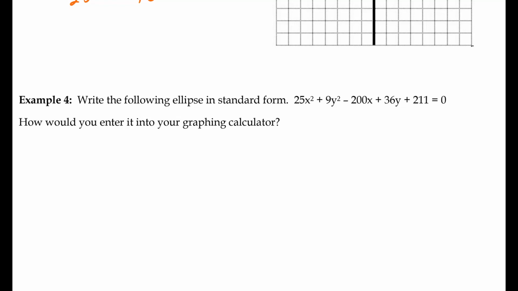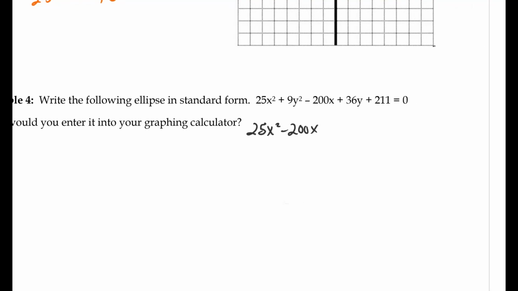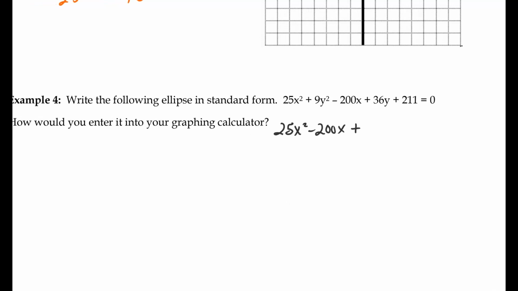let's divide everything so we have x squared, y squared in front is 1, but don't do that. Right now, the first thing I need for you guys to do is to group your x and y's together and to move your constant over. So here is what we're going to do. We're going to do it right here. So we're going to go 25x squared minus 200x, and we're going to go plus 9y squared plus 36y is equal to a negative 211.